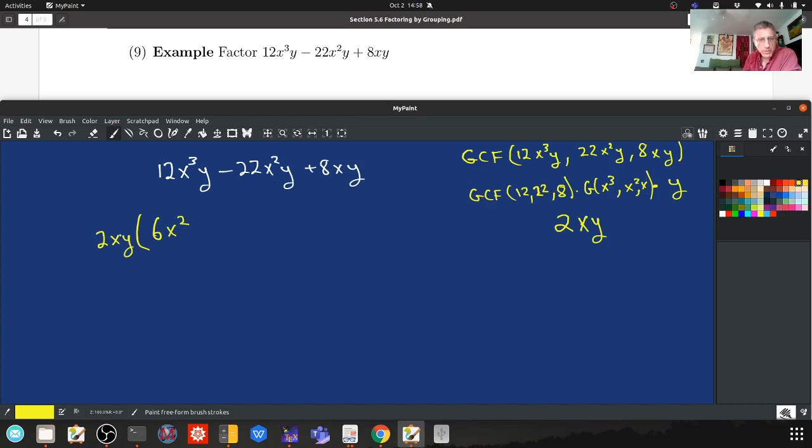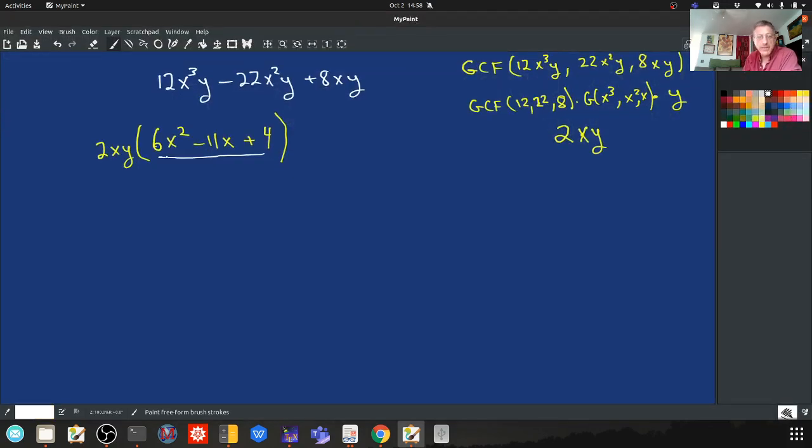Well, minus 22 divided by 2 is minus 11. X squared divided by x is x. Y divided by y is 1. Plus 8 divided by 2 is 4. Xy divided by xy is 1. So now all I have to do is factor. See if this can be factored.